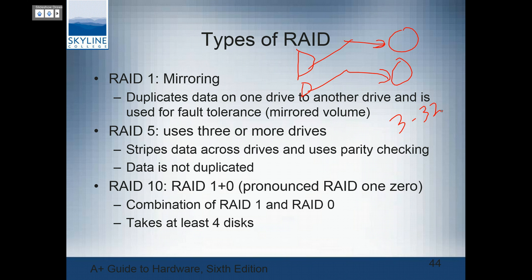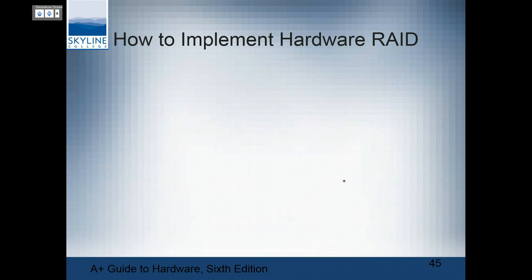RAID 1.0 is a RAID 1, which is a mirror, right? And a RAID 0, which is a stripe. We've got a 1.0 and a 0.1. The difference between these two depends on whether it does the duplex first in the 1.0 and then stripes it, or whether it does the stripe first and then mirrors it, which order they're done in. A combination of 1 and 0, and these take at least 4 disks.